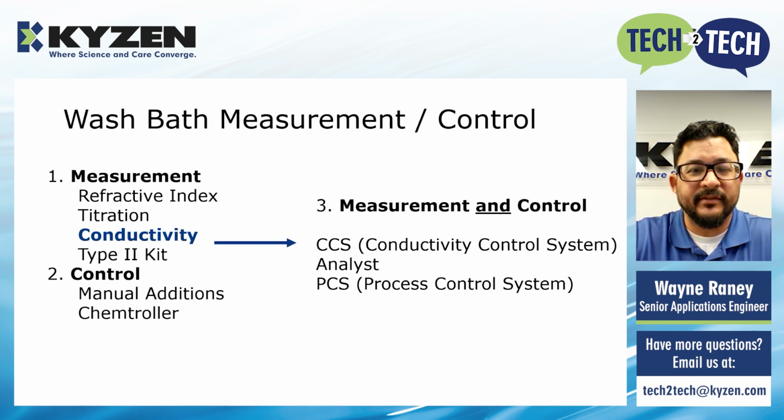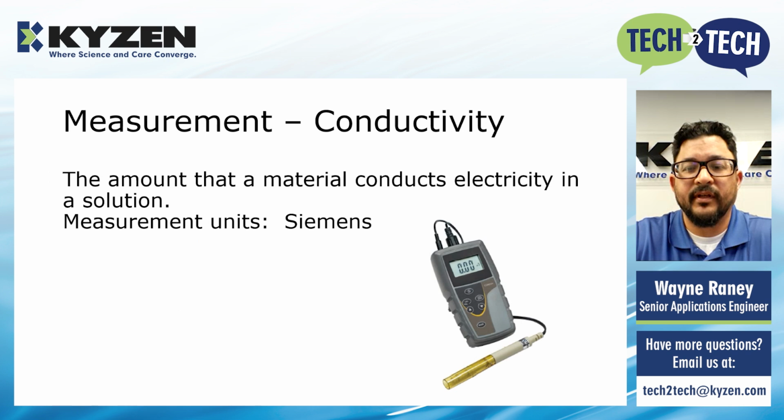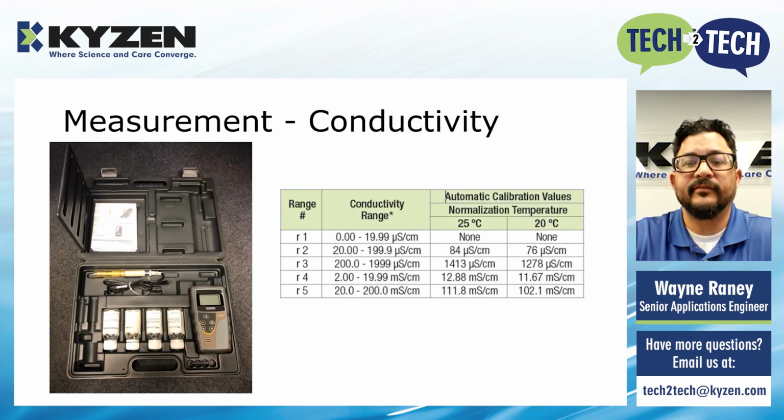The next way of measurement is by way of conductivity. Basically, conductivity is the measurement of a material's ability to conduct electricity in a solution. It's measured using a conductivity meter and is measured in units of Siemens. We offer this in a test kit, and this test kit includes several standards and a calibration procedure so that you can quickly measure the conductivity of your solution.